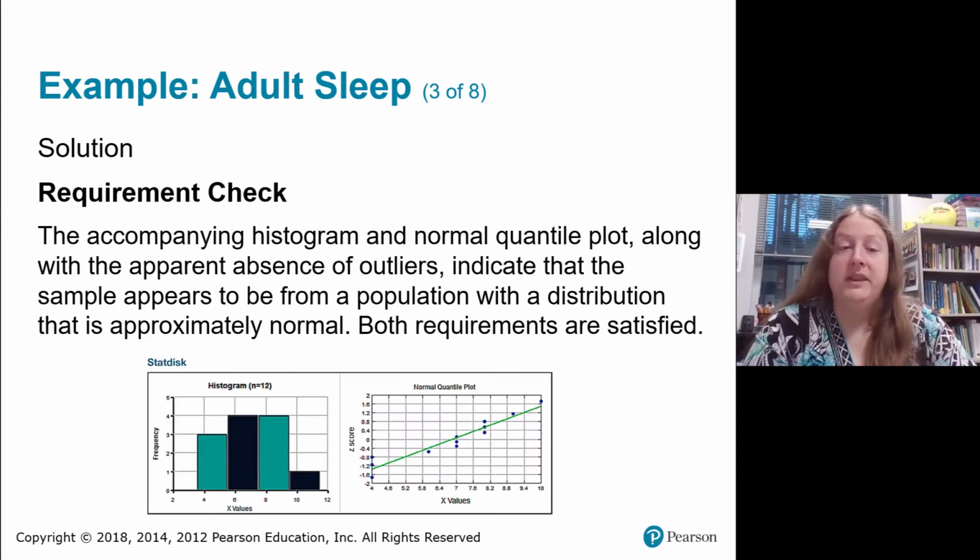We do our best with that by building a histogram. We take a look at our histogram and we say, that looks pretty normal. They've also constructed a normal quantile plot there, and we can see that it looks pretty linear. And so we have that this is approximately normal, and we can proceed.